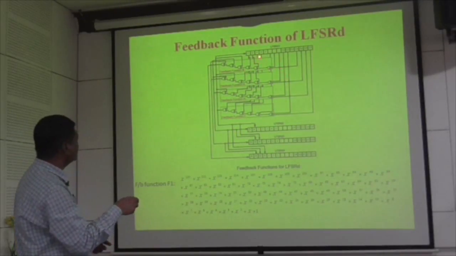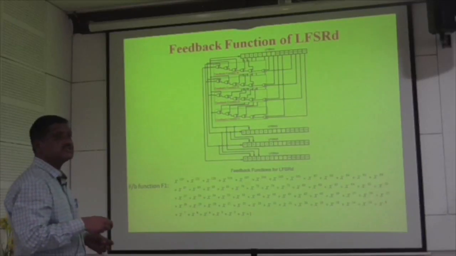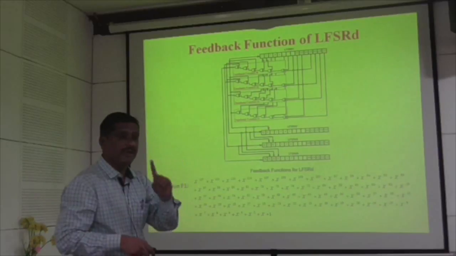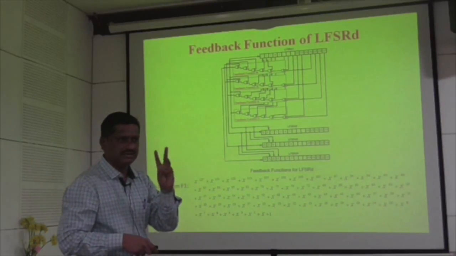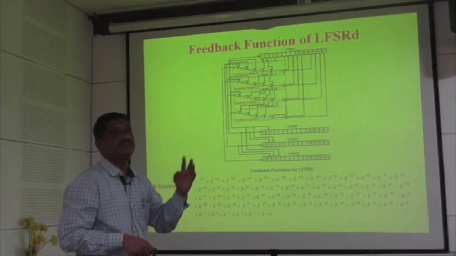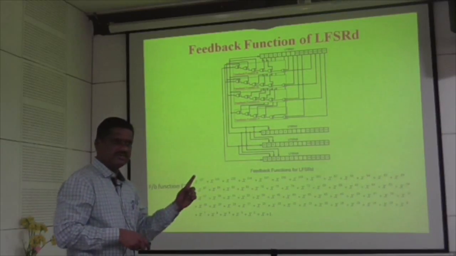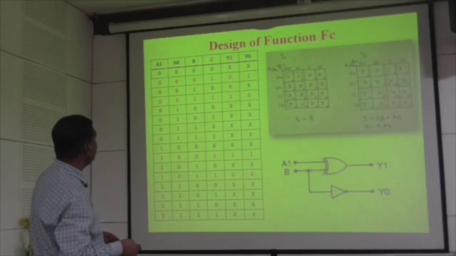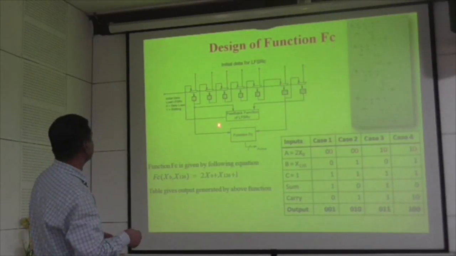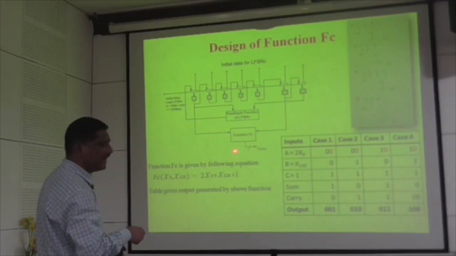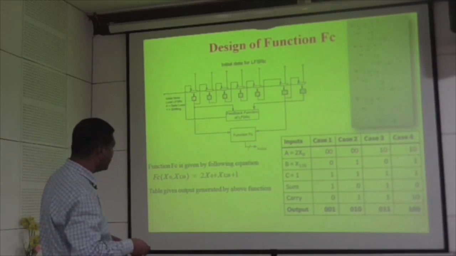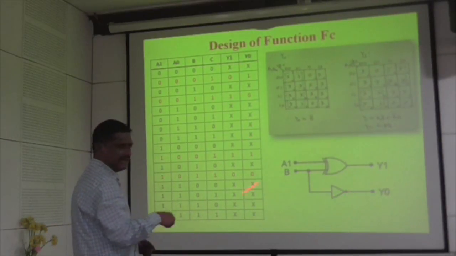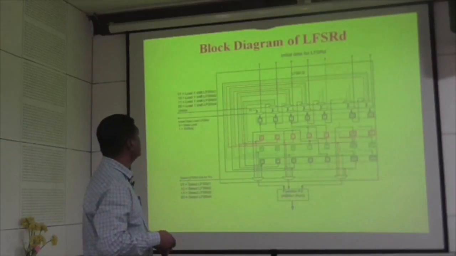This architecture helps us to shift the content of the shift register in a single clock cycle, by 1 digit, 2 digit, 3 digit or 4 digit, depending on the value of the function FC. If FC is 1, it should be shifted by 1; if 2, then shifted by 2, and so on. Now in this design, this is the function FC. This is a full adder, consuming more hardware. But if it is implemented in the proper way, only this much hardware is sufficient, which I have elaborated in this particular portion of the slides.